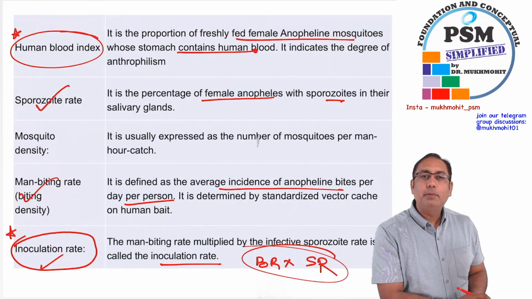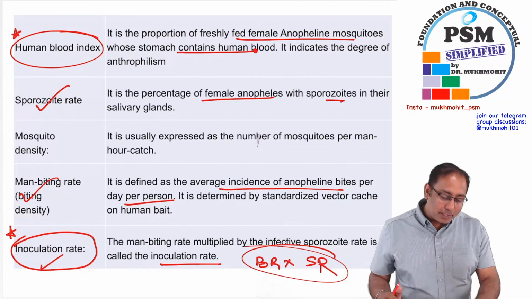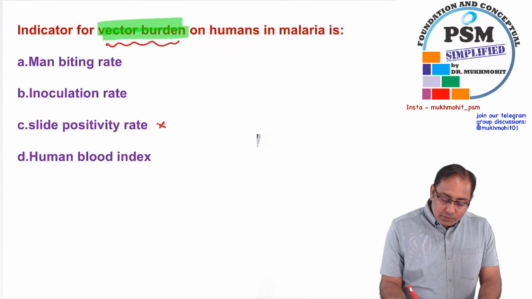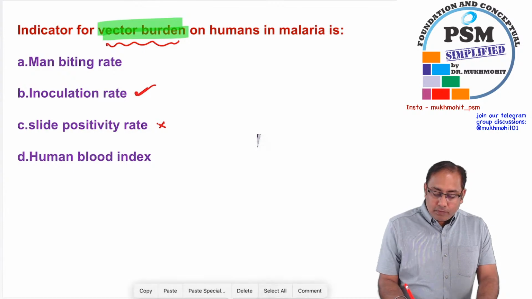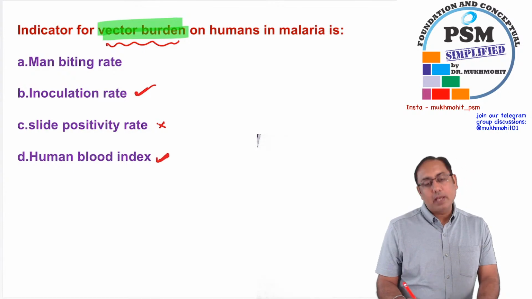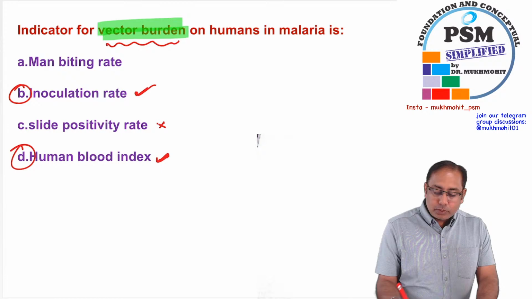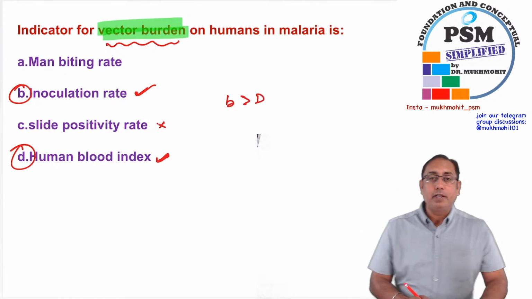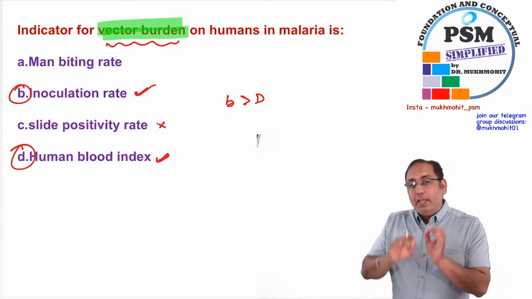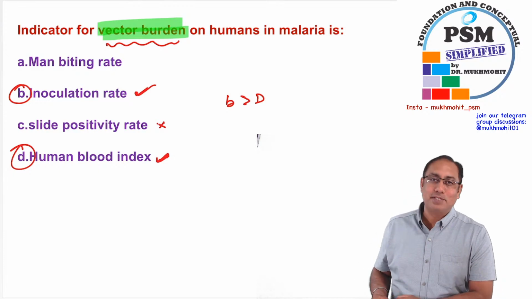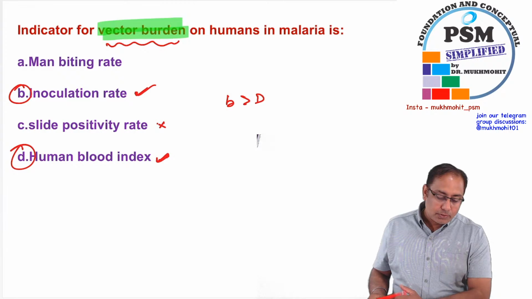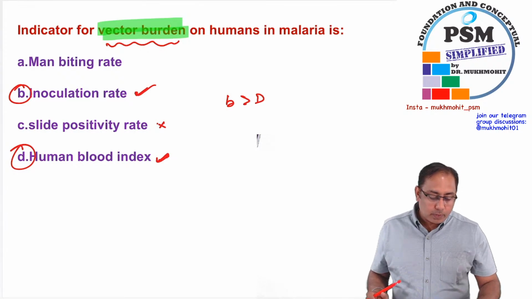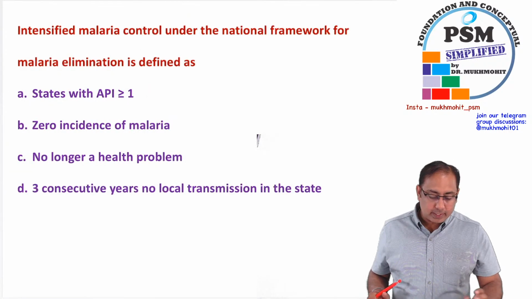If you get both of them in the MCQ, please mark inoculation rate as a much better answer. So inoculation rate is one of the good indices. We also have the human blood index, both can be true, but B and D both are true. B is a better answer than D, because inoculation rate tells us how many infected mosquitoes are biting humans. Okay, so inoculation rate is one of the important vector indices.